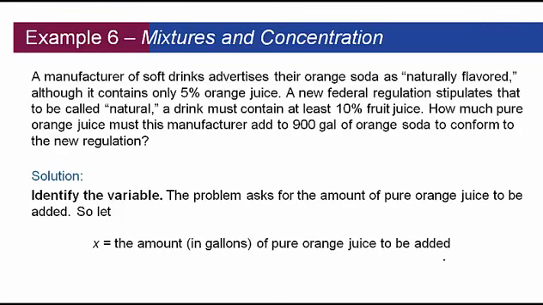Oh, it's a mixture problem. Okay, what parts of the mixture problem are we dealing with? Well, it's got 5% in the beginning. It needs to be 10%. And we have 900 gallons, right? So we're picking out all the important pieces. We identify the question: how much pure orange juice must be added to 900 gallons of their soda? So X is going to be the amount of pure orange juice added.